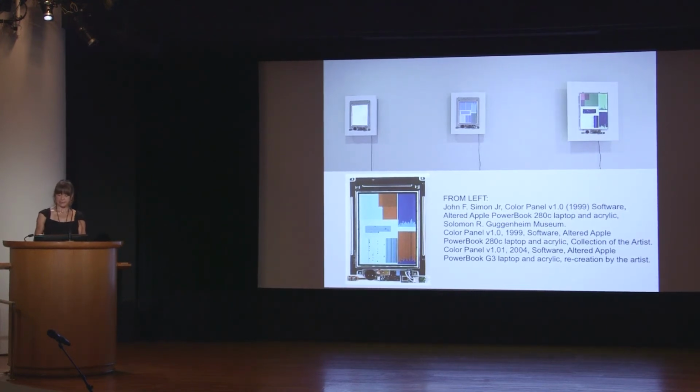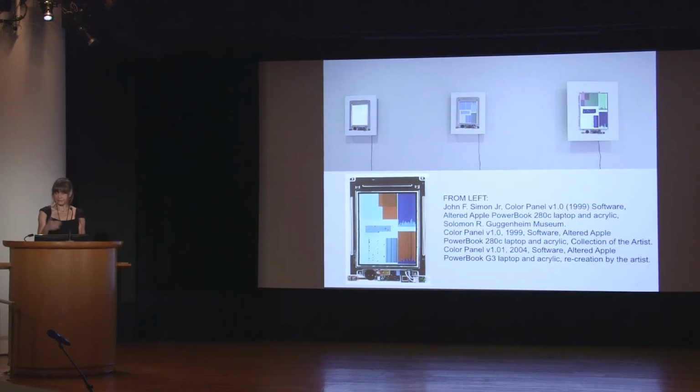So this was an example of migration, and what you see on the left and in the middle is the work on a PowerBook 280C laptop, and you see below the screen kind of exposed hardware. In the original PowerBook version of it, this was really just the computer stripped of its casing and the guts exposed.